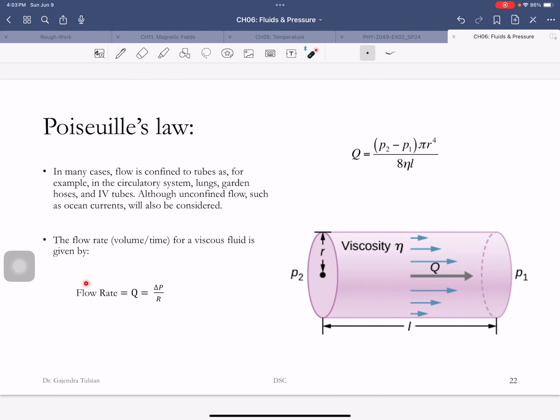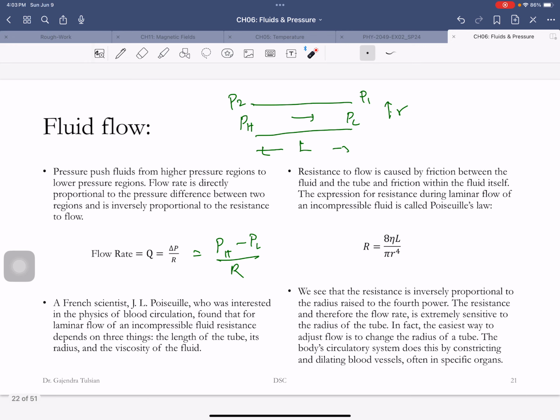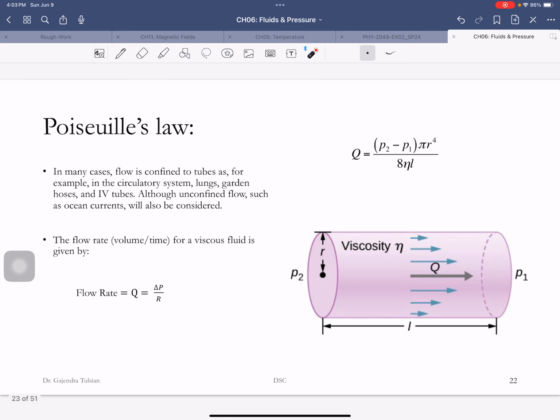All right, so flow rate is the pressure difference between the two ends of the tube divided by the resistance. And you saw Poiseuille gave you an expression for the resistance, and if you put this expression in there, the flow rate is the pressure difference between the ends of the pipe times pi r to the power 4, divided by 8 eta L, where eta is the viscosity of the fluid and L is the length. So if this was a blood vessel and you want to increase the flow rate, the pressure difference is maintained by the heart.